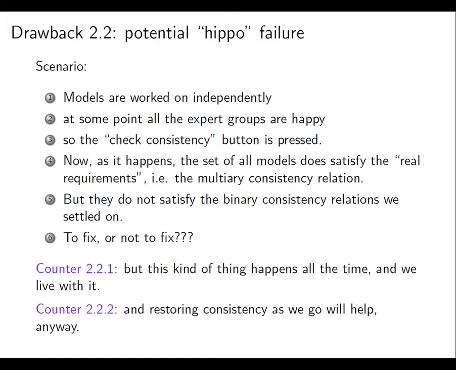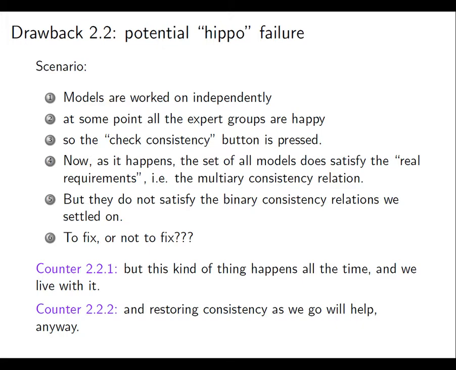Now, we might counter that by saying, meh, but that kind of thing happens all the time. You make a decision early on, you happen on a solution that would have been okay but contradicts a decision that's already been made, and we live with that. And the other counter you might make is to say that actually you should be restoring consistency as you go along, and that will very much reduce the chance that this actually happens.